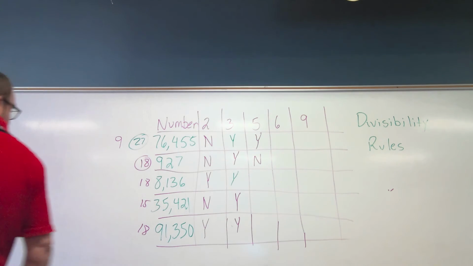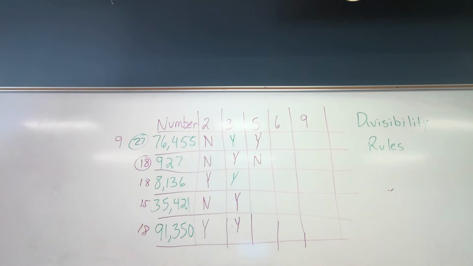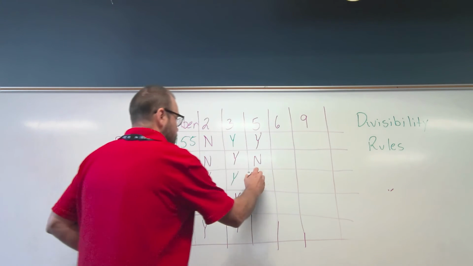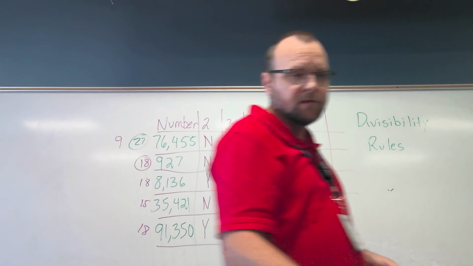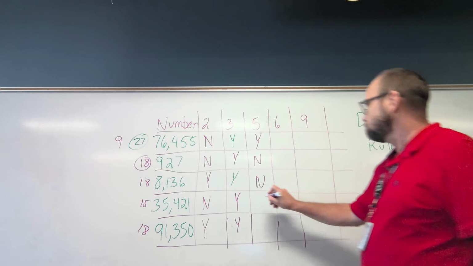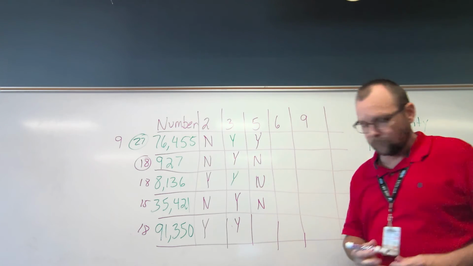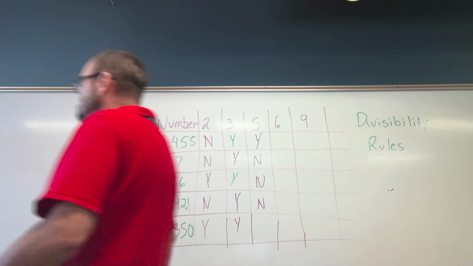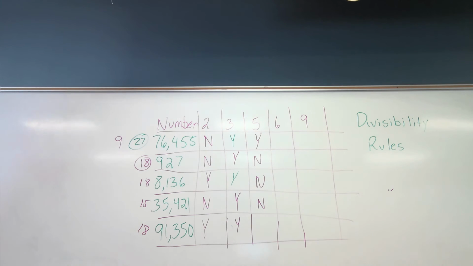Rylan, is 8,136 divisible by 5? No, because it doesn't end in a 0 or a 5. Brad, 35,421, is it divisible by 5? No. Riley, 91,350, is it divisible by 5? Yes.